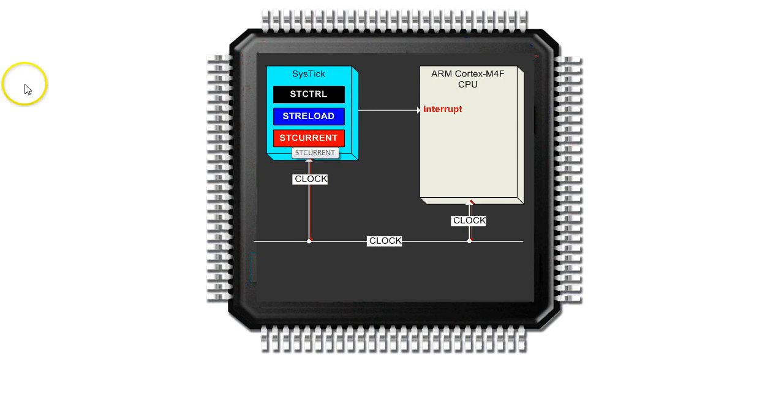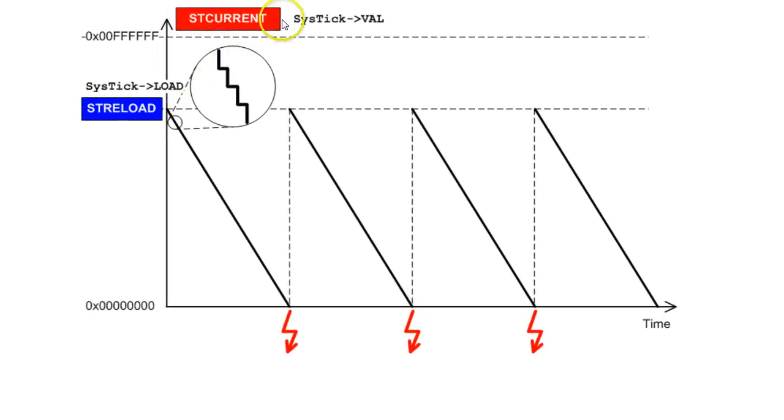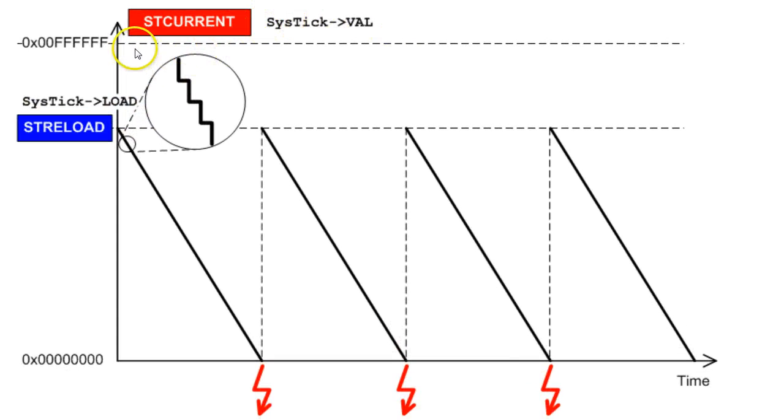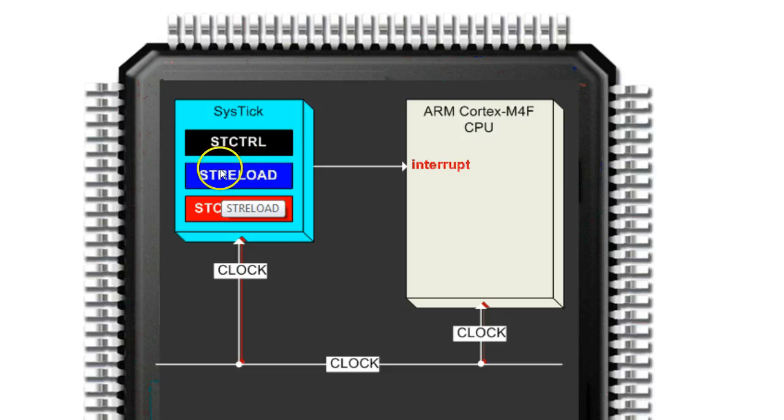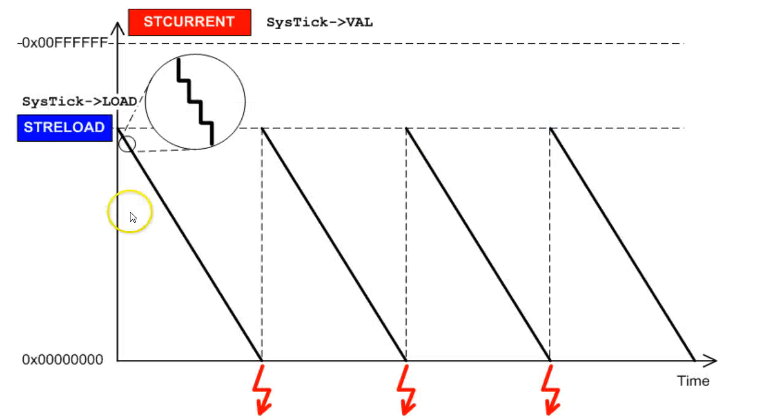The ST current register, which in software would be called SysTick VAL, is a simple 24-bit down counter that decrements by 1 at every CPU clock cycle. When the counter reaches 0, it can generate an alarm, that is an interrupt to the CPU. At this point, the counter automatically reloads from the ST reload register, which in software would be called SysTick LOAD, and starts decrementing again.